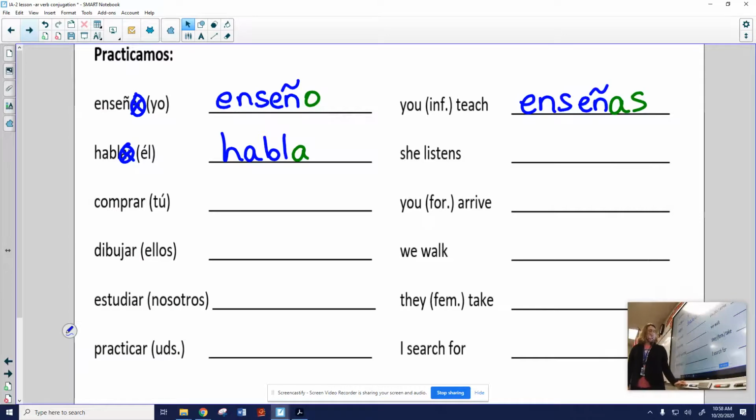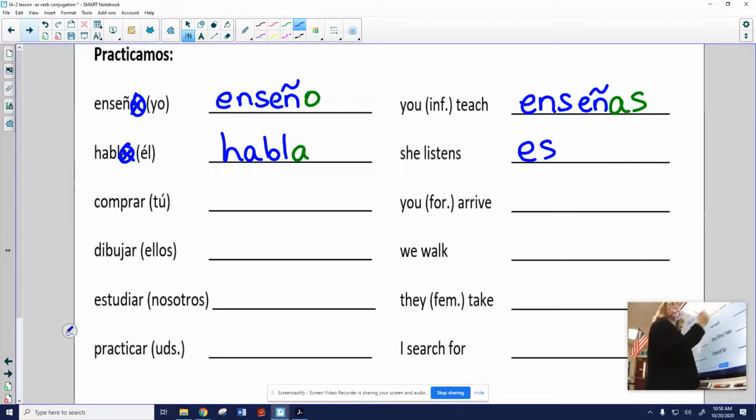She listens. Do you remember the infinitive verb to listen? Starts with an E. Escuchar is the infinitive. She listens. Would I add an A? Is that good? No, Josh, why are you shaking your head? Why is that not good? Excelente. I forgot to take off the AR ending. Escucha.